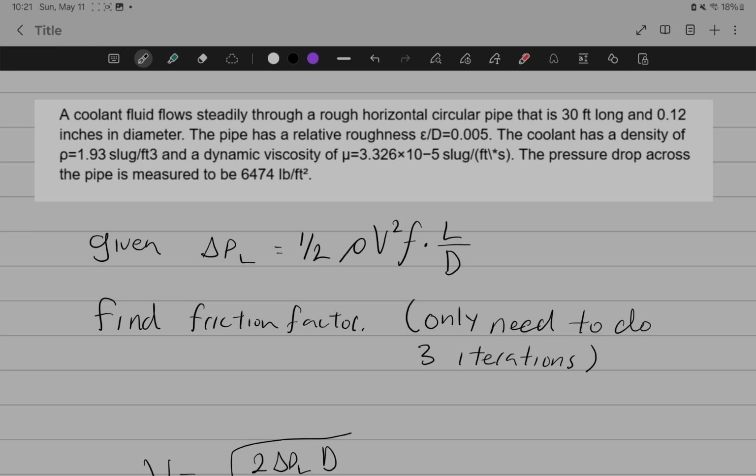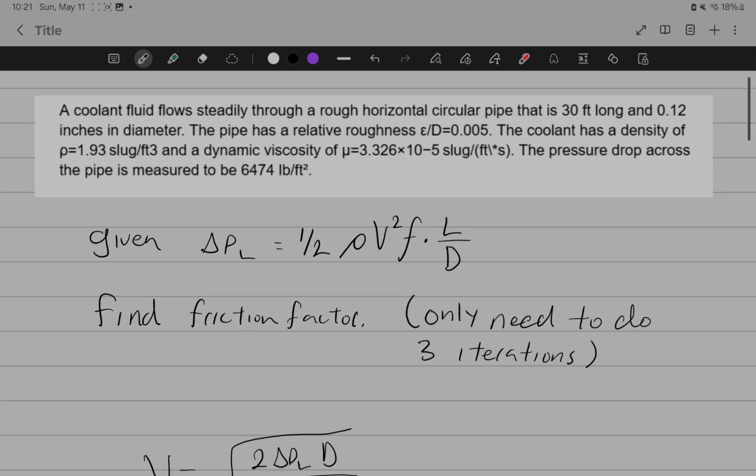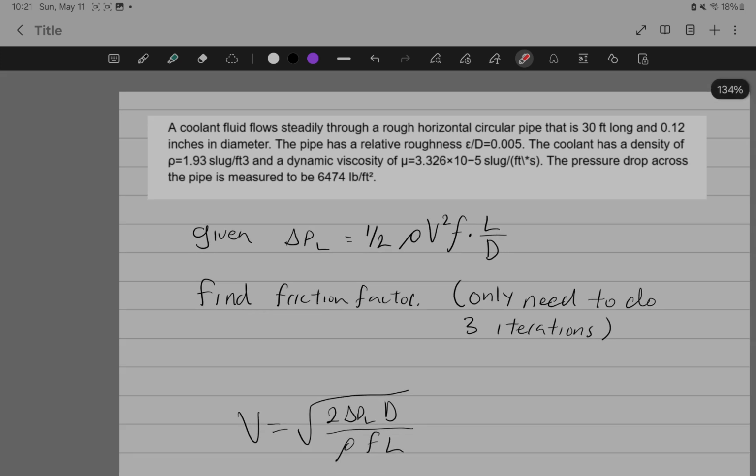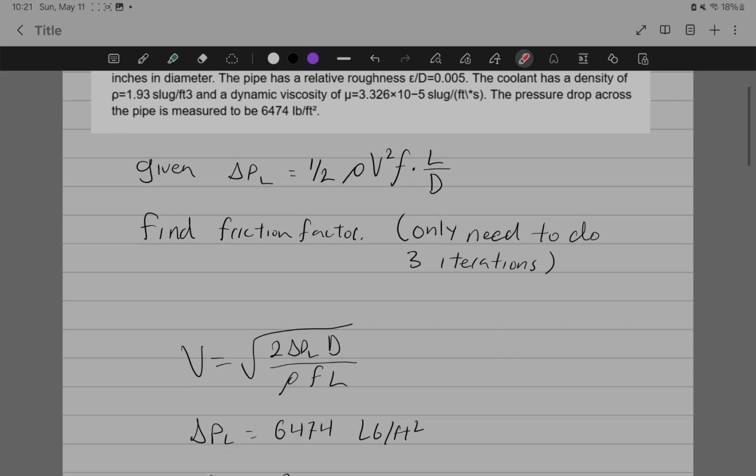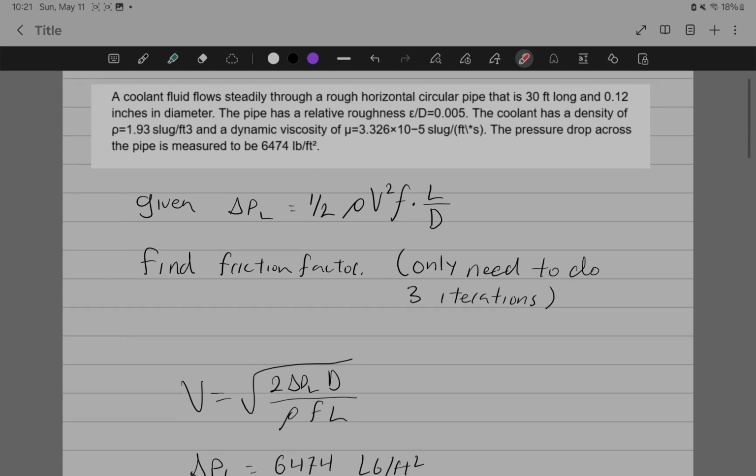You are given an equation for the pressure drop, and your goal is to find the friction factor, and you only need to do 3 iterations. From it telling you only need to do 3 iterations, you can guess that this is an iterative solving problem. But you can also gather that from the fact that in order to find the friction factor, one of the key components within that is the Reynolds number. And because then you use the chart, obviously, and you already know how to do that.